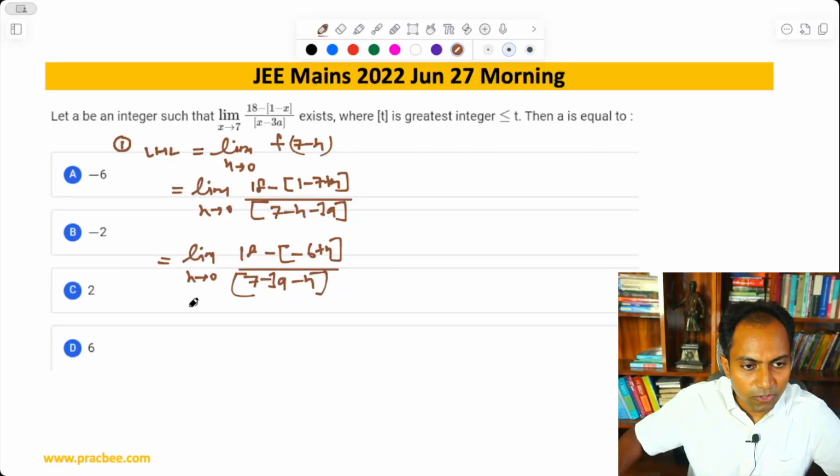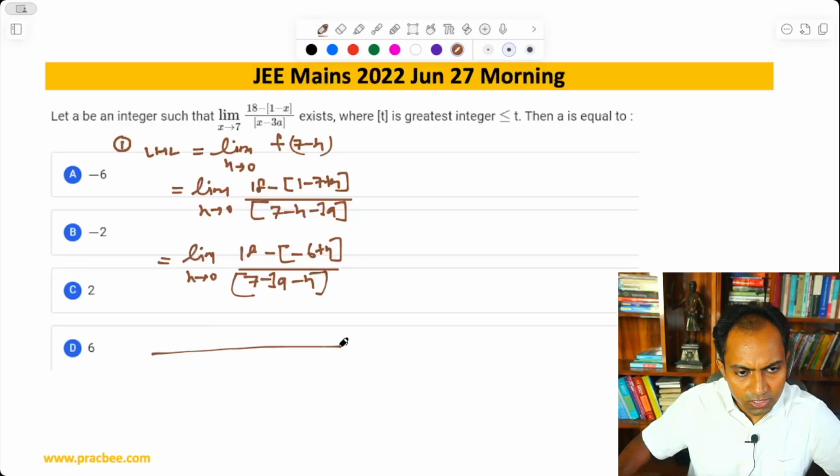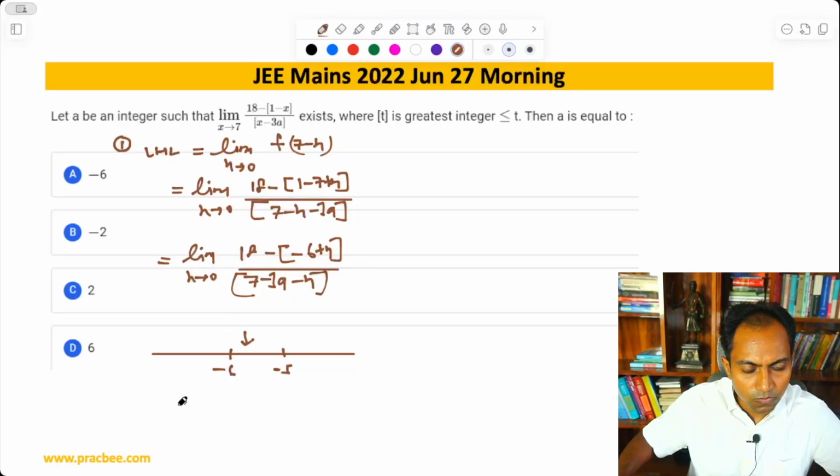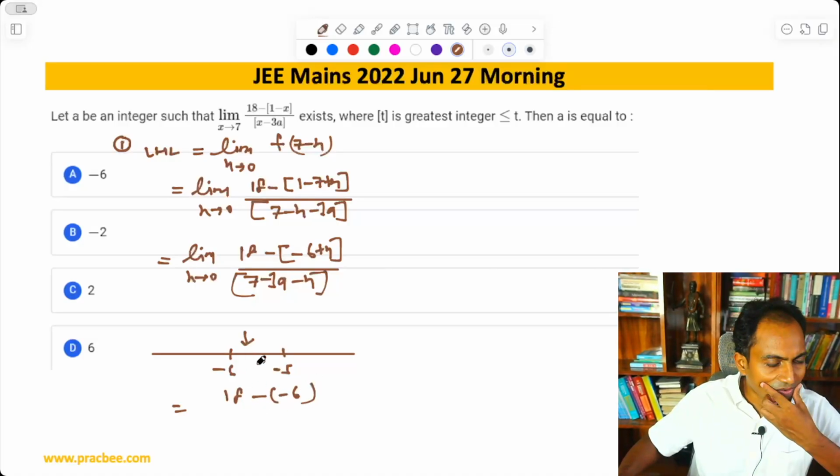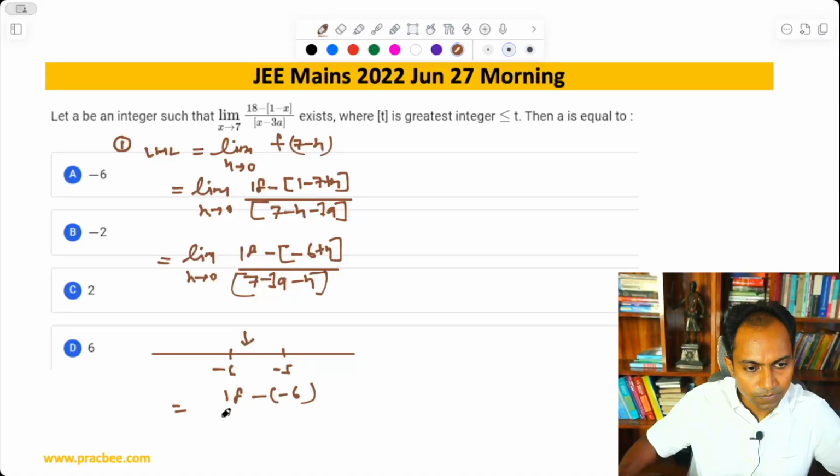Now if I specifically talk about the next step, we need to figure out what will happen to minus 6 plus h. So let us draw a number line to understand. You are at minus 6. If I add plus h to it, you will be slightly on the right hand side. So the integer smaller than that would be equal to minus 6. If I interpret this, what happens to the numerator? It becomes 18 minus minus 6, because the value lies between minus 6 and minus 5.